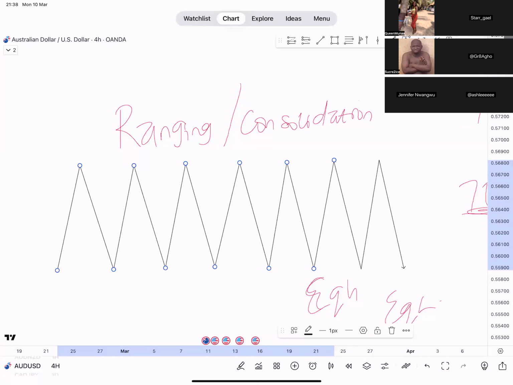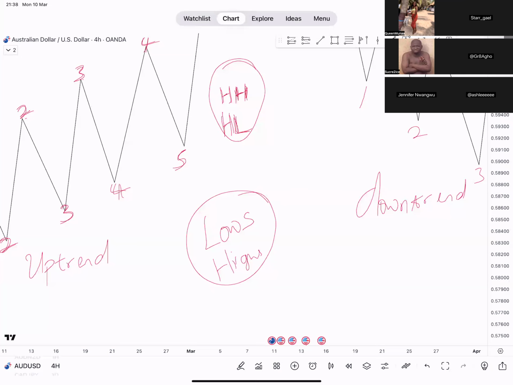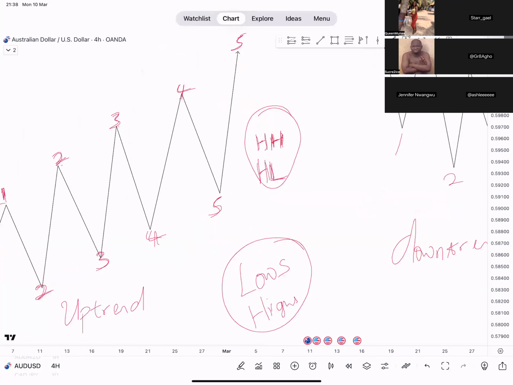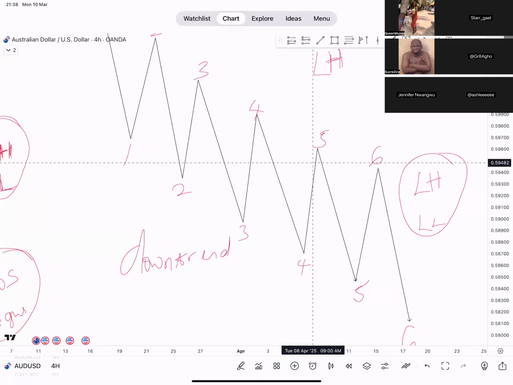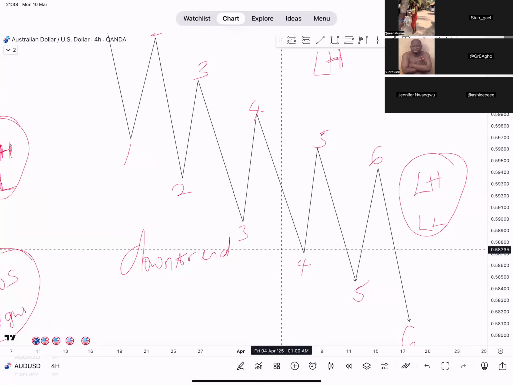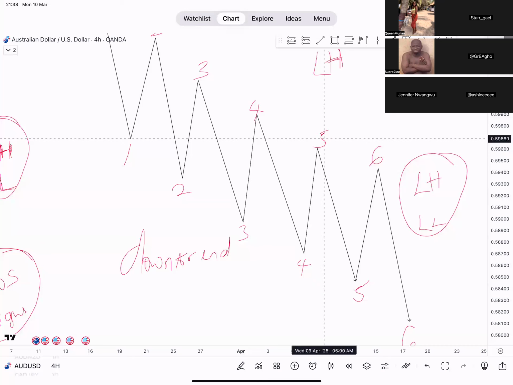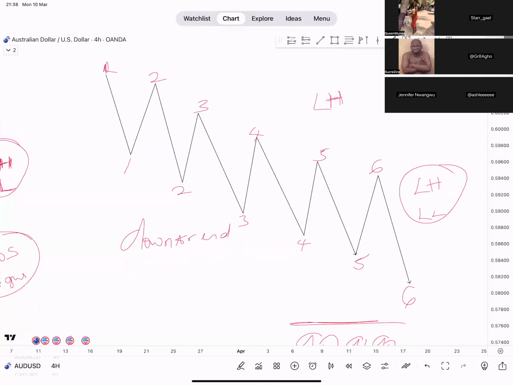Remember, for the uptrend, price is putting in highs that are higher than the previous highs. For the downtrend, the price is putting in lows that are lower than the previous lows, or highs that are lower than the previous highs. It is not in one place. It is either moving down in a downtrend or moving up in an uptrend.